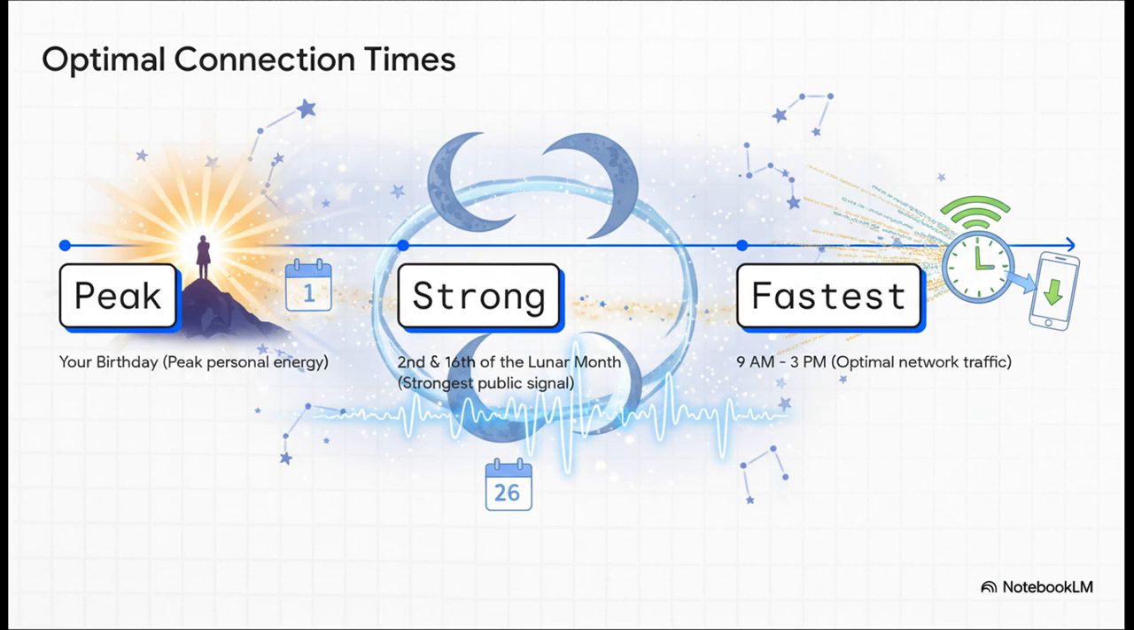To get the strongest connection, the source suggests a few key windows. Think of your birthday as your peak personal energy day, your best signal. And the 2nd and 16th of the lunar month, that's when the public Wi-Fi signal is strongest. And for the fastest download speeds, aim for between 9 a.m. and 3 p.m. That's when network traffic is optimal.